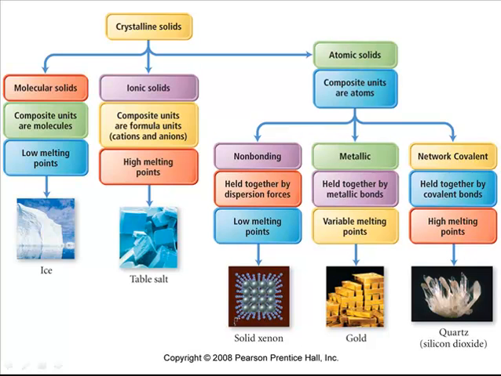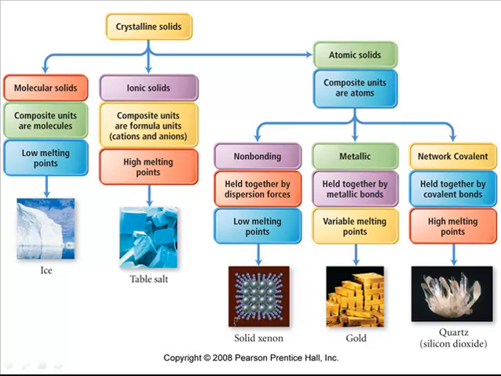It has an extremely high melting point, and it is an incredibly hard material. Network covalent tend to be solids. Molecular solids here are covalent molecules, and they tend to have much lower melting points than the network covalent. Non-bonding is the area referred to when there are no chemical bonds, but the particles still stick together.